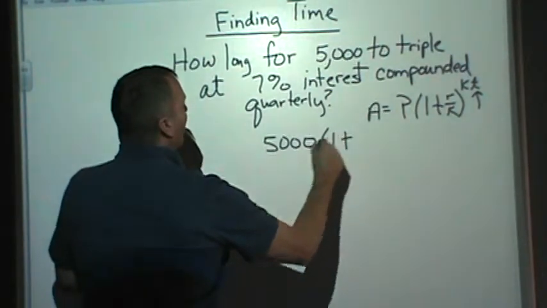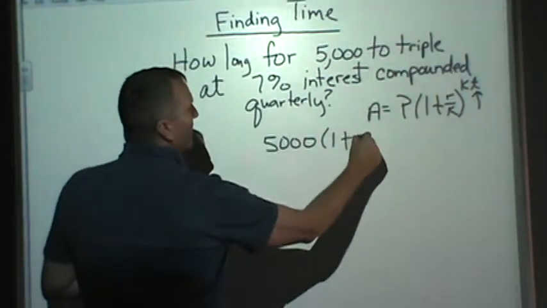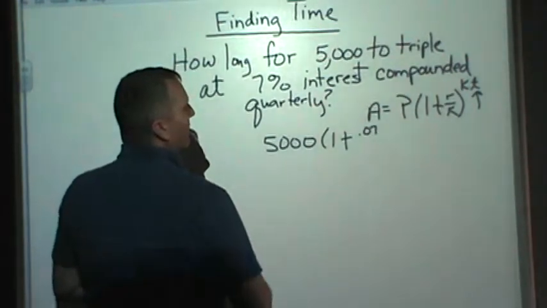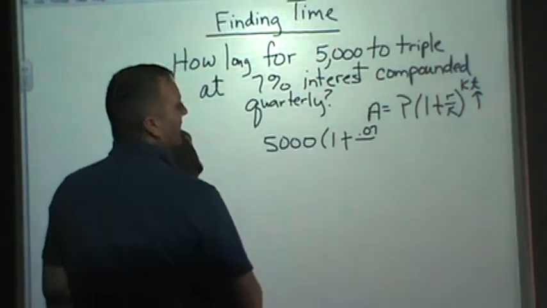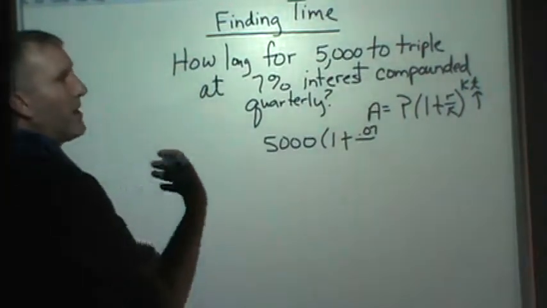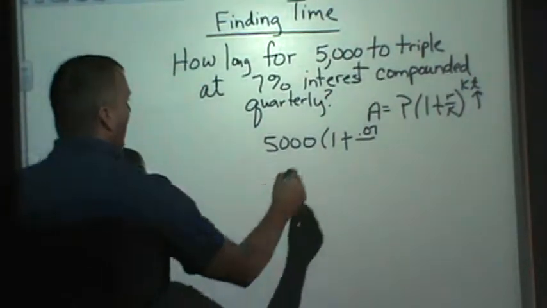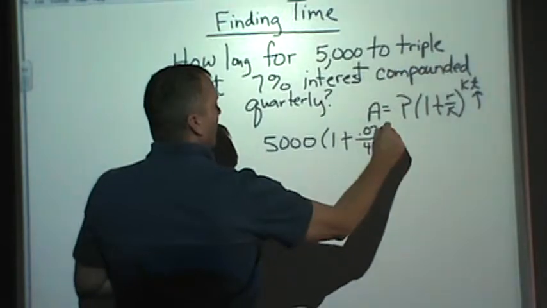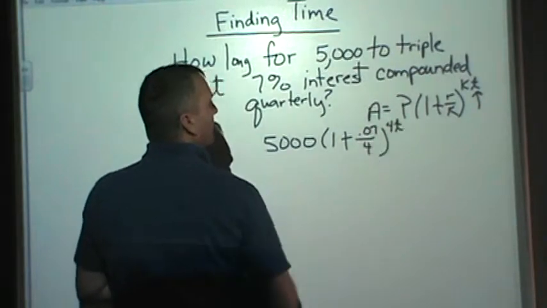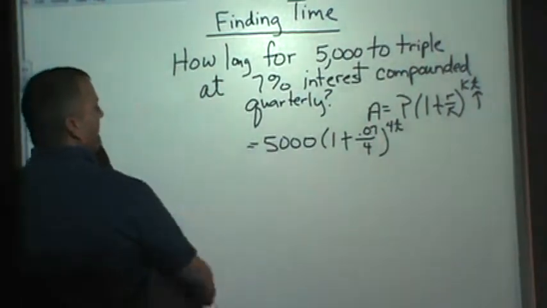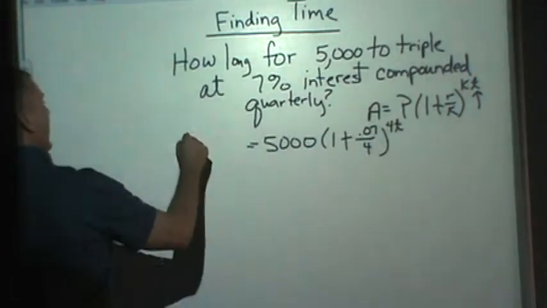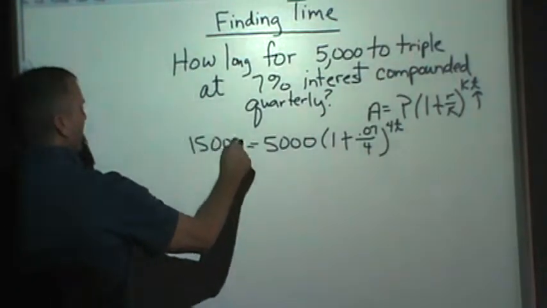Times 1 plus the rate. The rate is 7%. We have our decimal 2 places. We have 0.07 divided by k, the times it's compounded per year. Quarterly would be 4 times. Raised to the 4t. For it to triple would be 3 times that, which is $15,000.